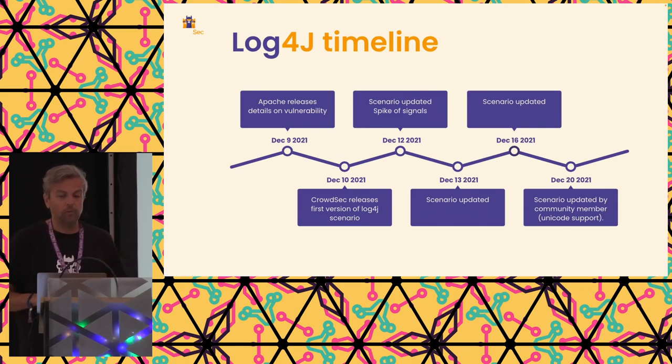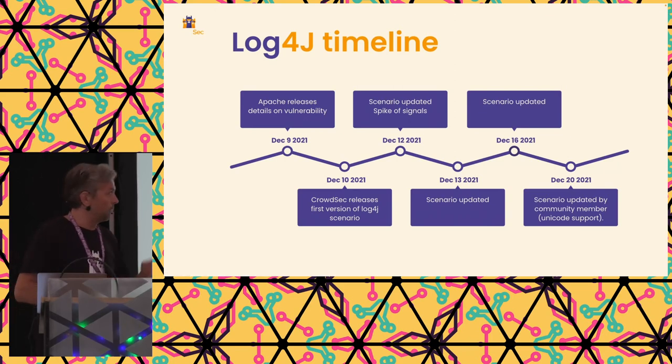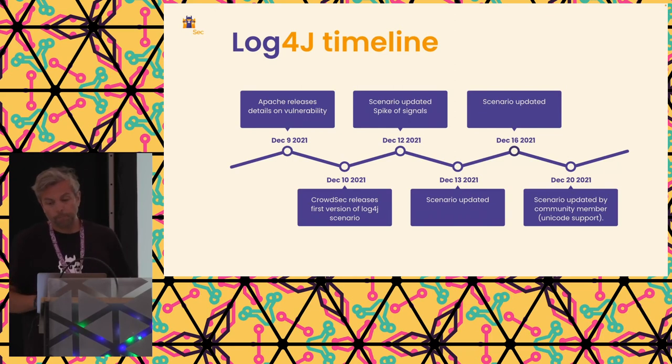As the attacks evolved, we also needed to update the scenarios, because in the beginning it was just this plain text string, but obfuscation shenanigans and stuff happened, of course, as hackers do. So we had to update the scenarios as well. So on December 12th, on December 13th, on December 16th, and finally on December 20th, when somebody from the community was adding some Unicode bypass pattern thing, it was updated then.